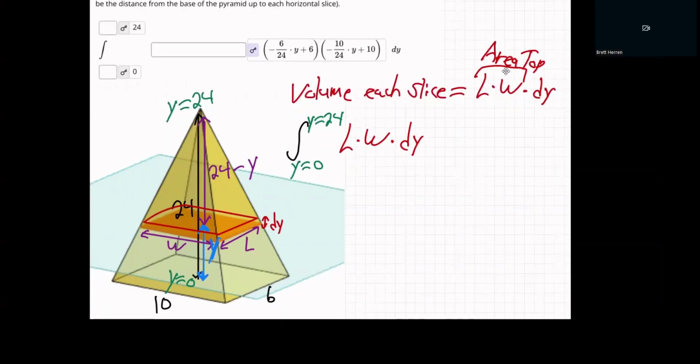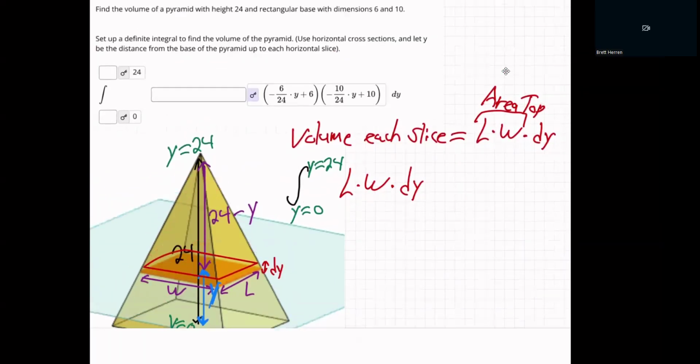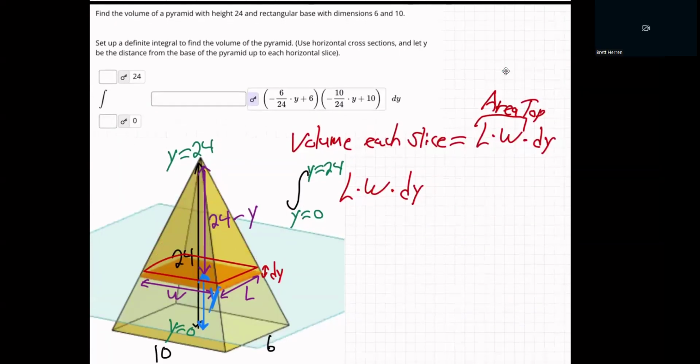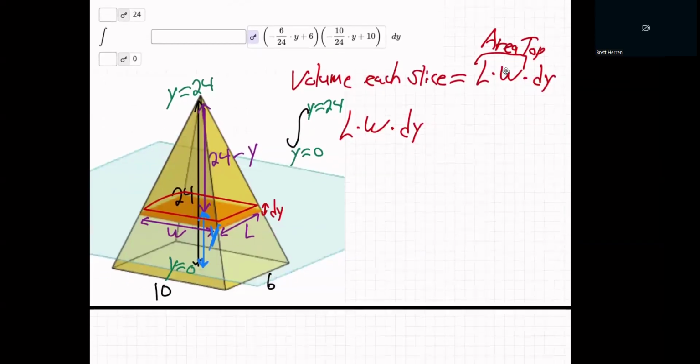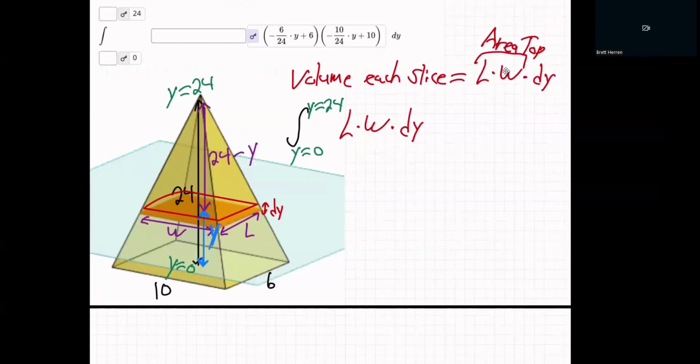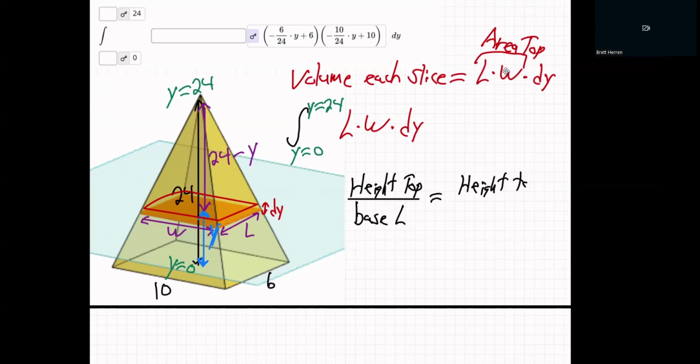Well, we're going to use a couple of similar triangles. I think you can see it right here. Whenever we do the similar triangle, we're going to do height of the top over base length is, again, height of the top over length.